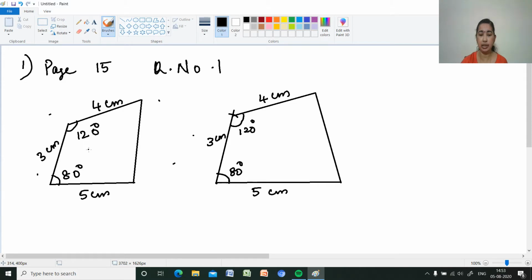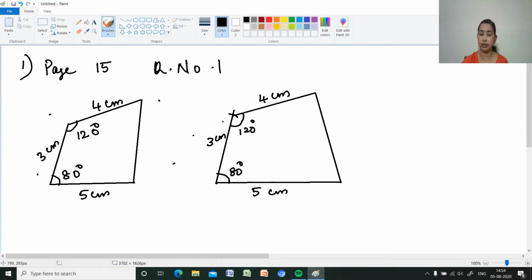So with the given measurements we have drawn it here. First we took 5 centimeter, then measured 80 degree, then we draw a straight line, then that length should be 3 centimeter. From there again 120 degree, then again 4 centimeter, then join the ends. So you are getting a quadrilateral.